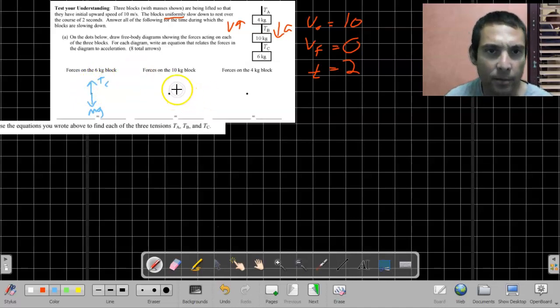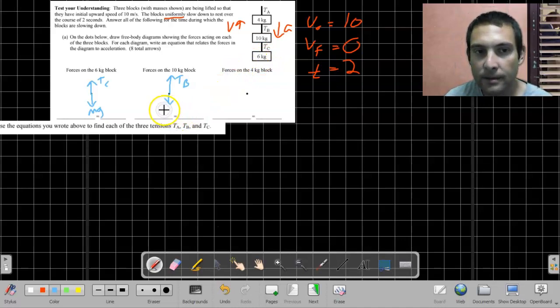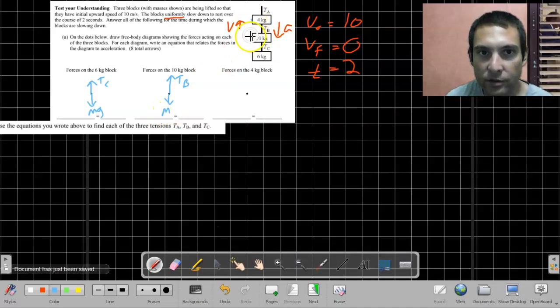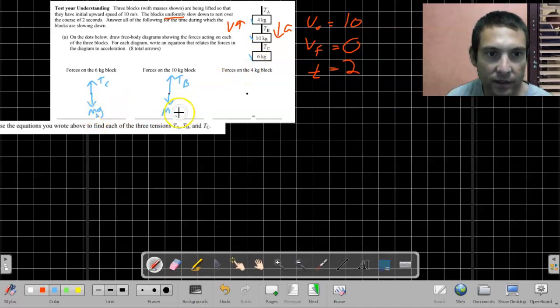On the 10 kilogram block, pulling up is TB. Pulling down is the weight of the 10 and the weight of the 6. So we can do a combined mass. If we call this M1, M2, M3, then this would be M3 times G, and this would be M2 plus M3 times G.